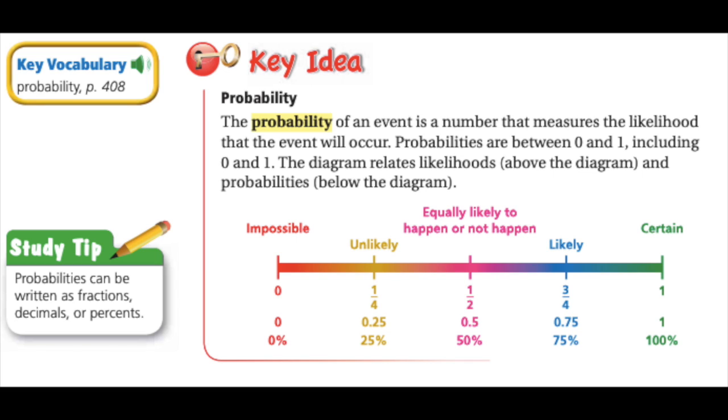Equal chance of happening. Likely, we get to 3/4, 0.75, 75%. And then at 1, when we put 1 as a percent, it comes out to 100%. And so we know that it's certain. It's going to happen for sure if something is 100% likely.